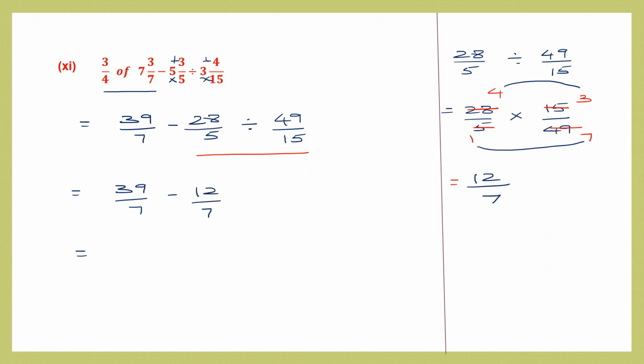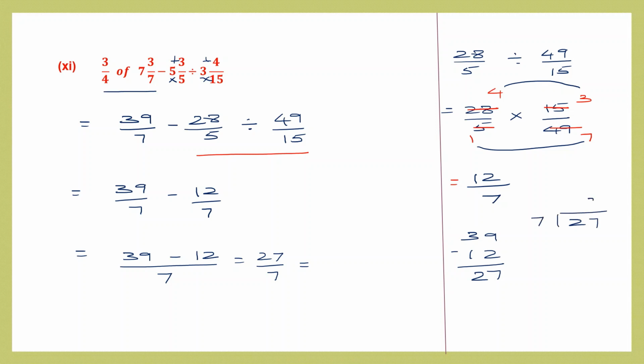Now this is easy because they are like denominators, so our denominator will remain as 7. We just have to do 39 minus 12. So let's minus 39 and 12. 9 minus 2 is 7. 3 minus 1 is 2. So here we get 27 by 7, which is an improper fraction. Let's convert it. 27 by 7. So get a number close to 27. 7 threes are 21. Minus 7 minus 1 is 6. 0. So what do we get? We get 3 6 by 7, which is our answer. So the final answer to question 11 is 3 6 by 7.